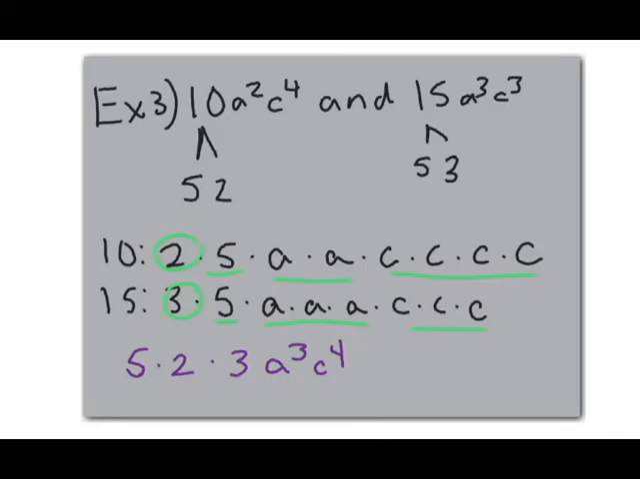All right? So now that we have our numbers and our variables, to get our final answer, all we do is multiply the numbers. 5 times 2 is 10, times 3 is 30. And the variables stay the same. And that is our answer.